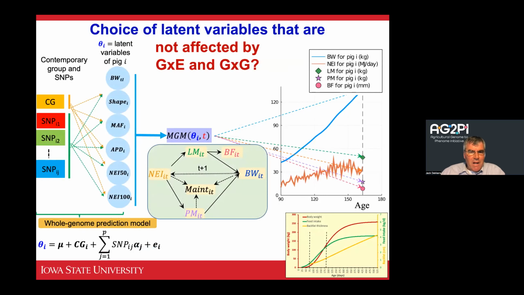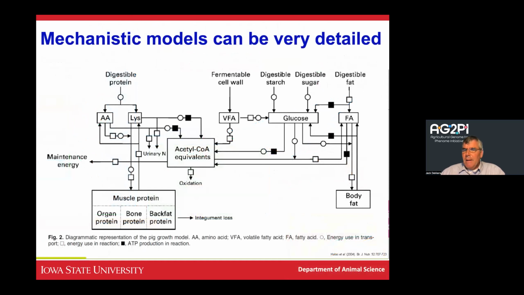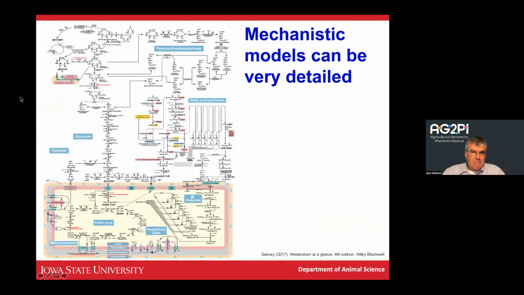So yes, lots of opportunities, and the choice of latent variables that are not affected by G by E or G by G is still very much an unanswered question for our models. These mechanistic models can get very detailed. You can look at individual pathways, you know, the Krebs cycle. In principle, everything can be modeled. Do we need to go that deep? Probably not. But models are available.